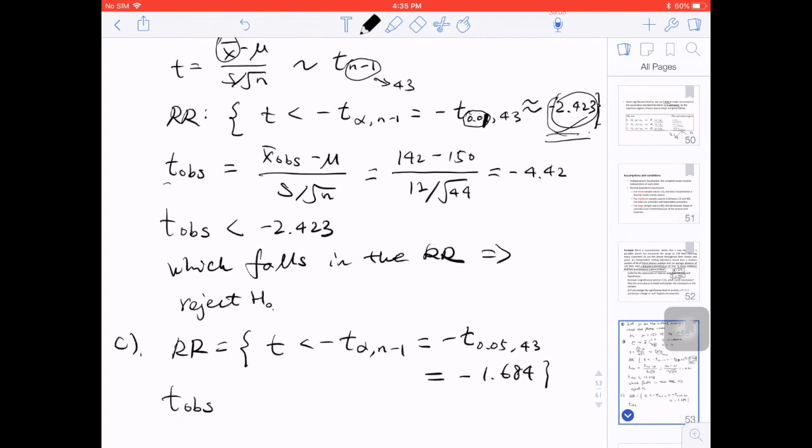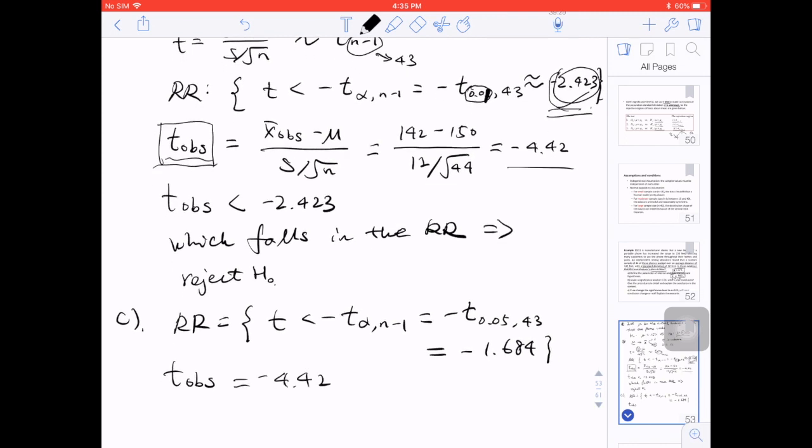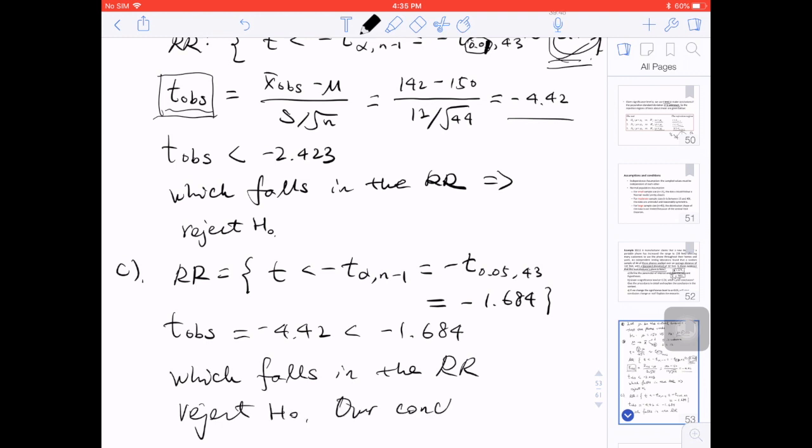And then you compare with the t observed. This t observed will not be changed, right? It has no relationship with alpha. So this one is equal to negative 4.42, which is smaller than negative 1.684. So still, it falls in the rejection region. So again, we still reject the null hypothesis. Our conclusion won't change.